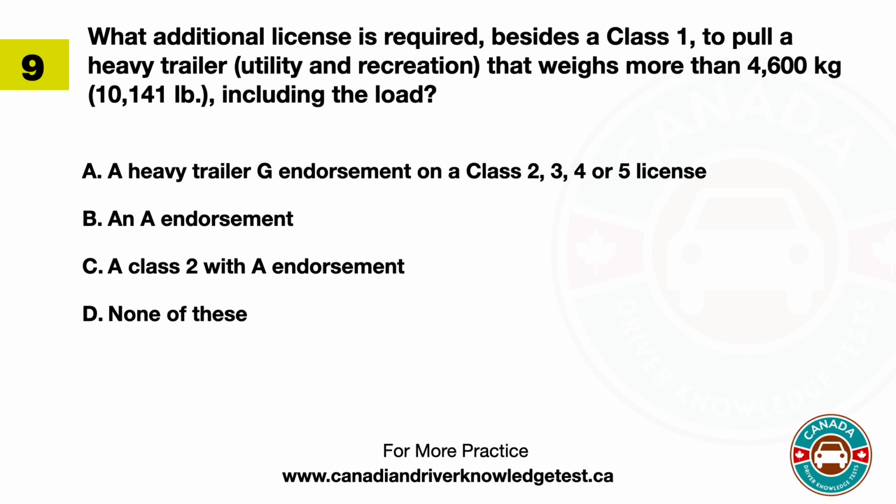Question 9. What additional license is required, besides a Class 1, to pull a heavy trailer, utility and recreation, that weighs more than 4,600 kilograms, 10,141 pounds, including the load? A. A heavy trailer G endorsement on a Class 2, 3, 4, or 5 license. B. An A endorsement. C. A Class 2 with A endorsement. D. None of these. The answer is A. A heavy trailer G endorsement on a Class 2, 3, 4, or 5 license.